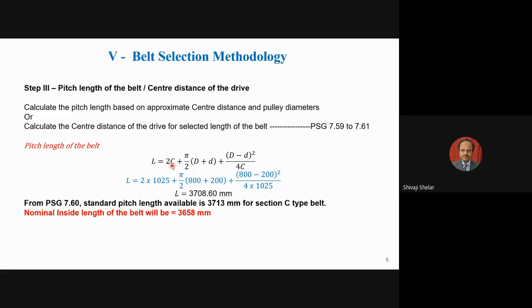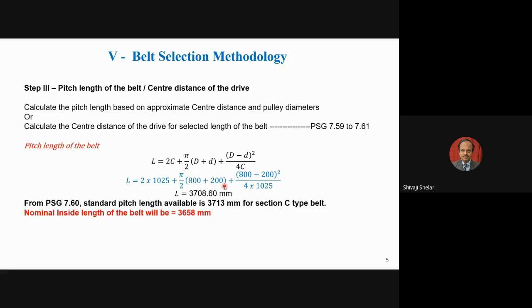Now in this formula, the center distance is 1025, capital D is 800 mm and small d is 200 mm. Therefore, L is equal to 2 into 1025 plus pi by 2 into (800 plus 200) plus (800 minus 200) whole square upon 4 into 1025. This is the pitch length of the belt at the pitch point, and it comes out to be 3708.60 millimeters.